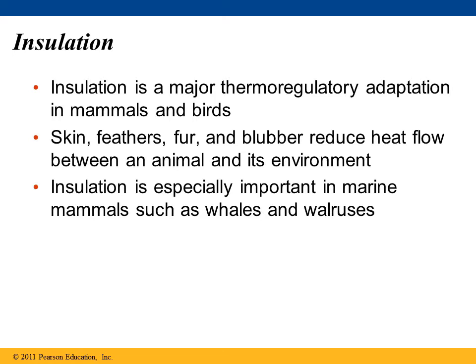The first adaptation that helps animals such as mammals and birds thermoregulate is insulation. In mammals and birds, skin, feathers, fur, and blubber reduce heat loss between the animal and its environment. Insulation is especially important in marine animals such as whales and walruses. This is why they are able to survive in very frigid water, such as water around Antarctica.